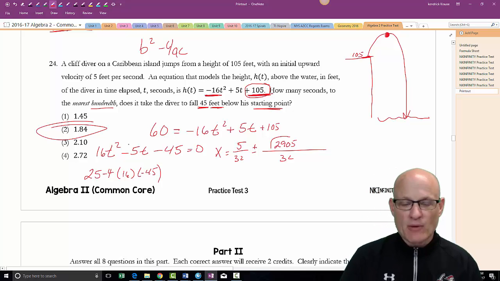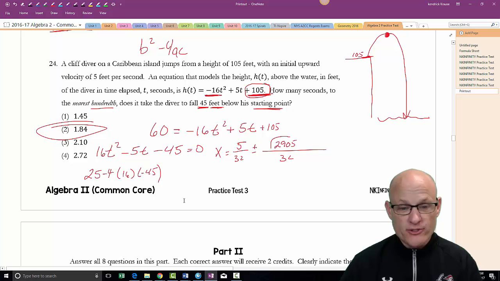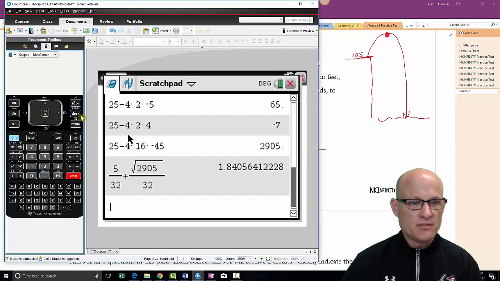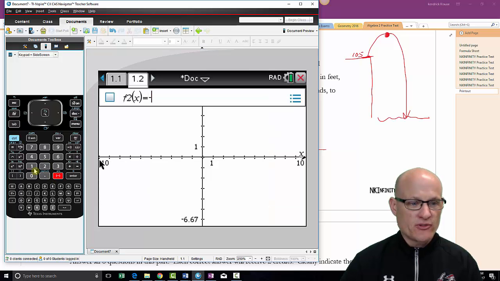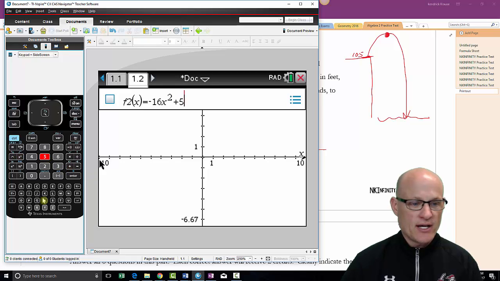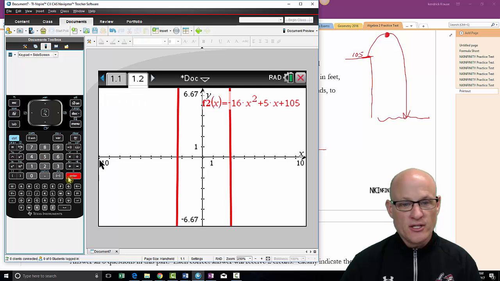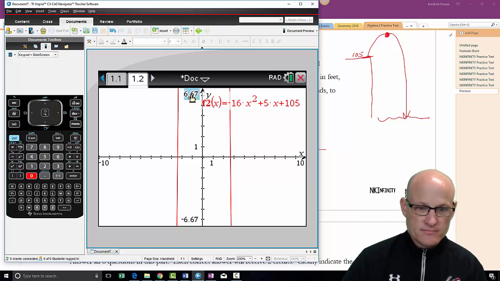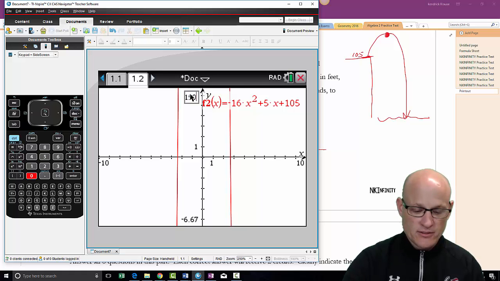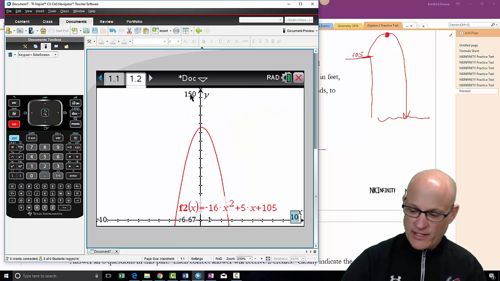Woo! That is not the way I would do that problem. Let me show you the way I would do that problem. You still need to use your brain. So we're going to type in the original function, which is negative 16x squared plus 5x plus 105. There's the original function. Again, you want to be able to see it. You know you've got to get up to at least 105, so let's go 150. And we don't need that much. Let's go 5.